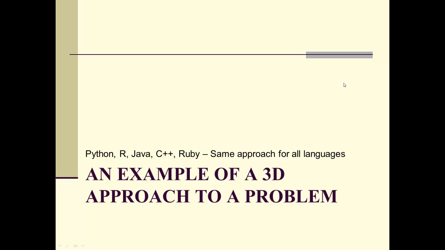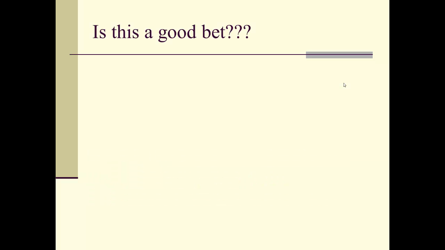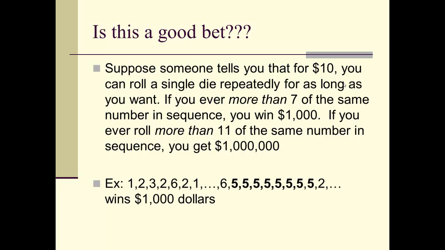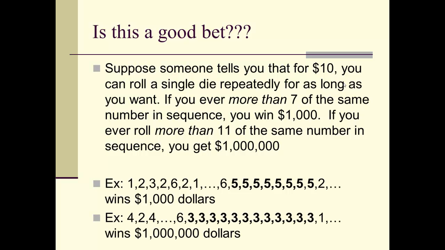Let's look at an example of a 3D approach to a problem in Python, although this will work for any language. Let's ask a question. Is the following a good bet? Suppose that for $10 you can roll a single die repeatedly for as long as you want. An hour, 2 hours, 10 hours. If you ever roll more than 7 of the same number in the sequence, you win $1,000. If you ever roll more than 11, you get $1 million. For example, here's a $1,000 winning roll, where eventually you got 8 fives. Here's a $1 million roll, where eventually there were 12 threes.